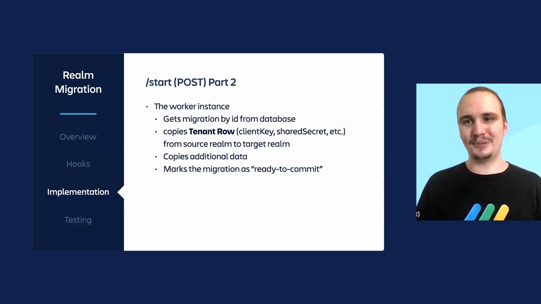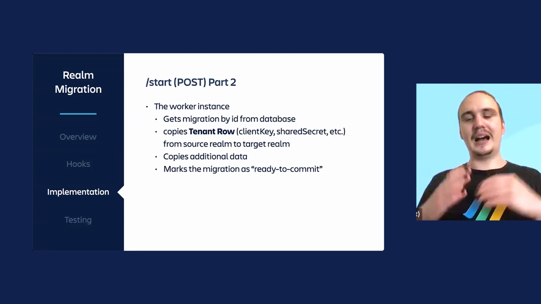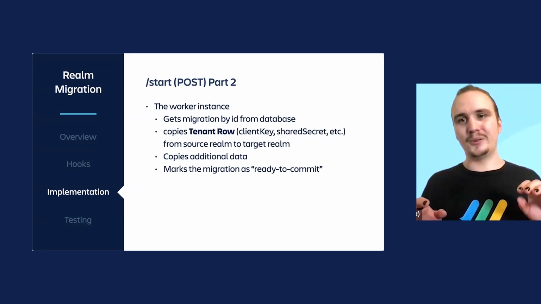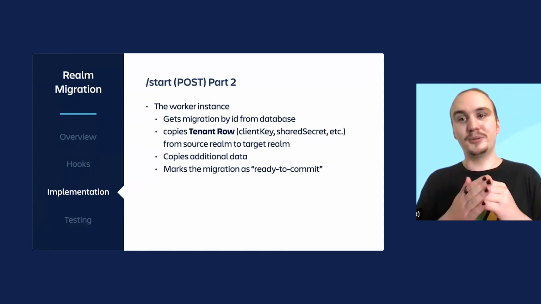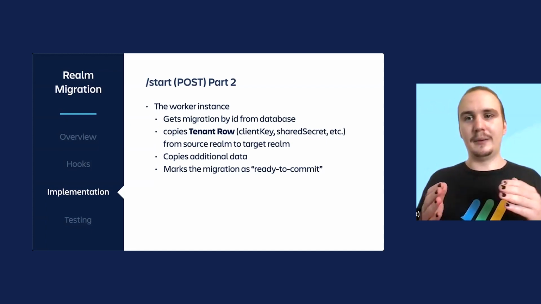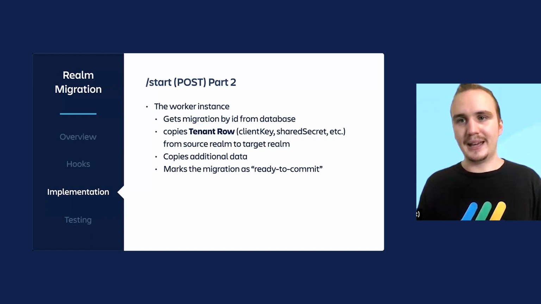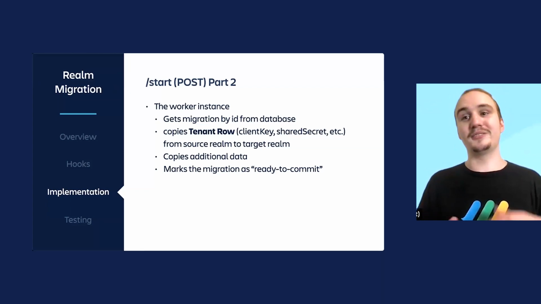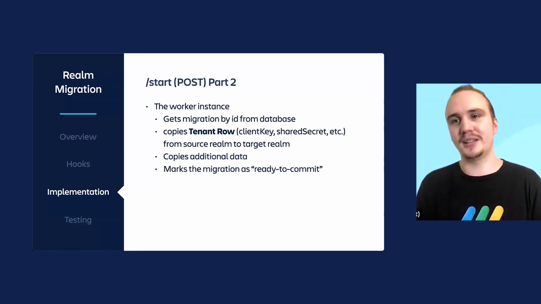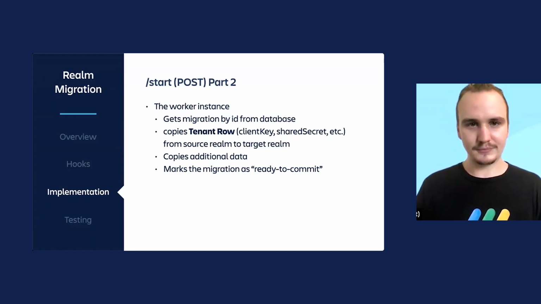And this is the most important step, because after the migration is finished, you communicate with Confluence or with Jira through the new base URL. And if you don't copy over the tenant data, you don't have the shared secret and you cannot establish a connection here.